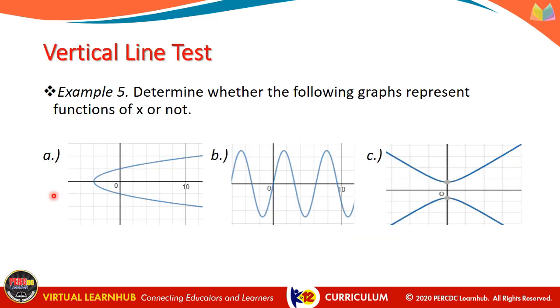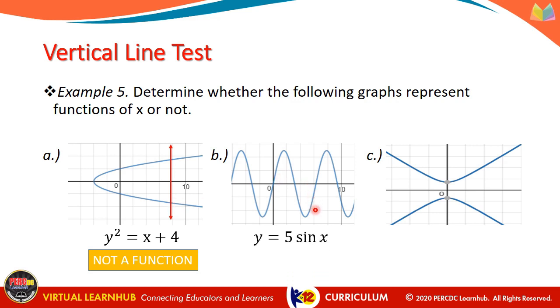Let us have example number 5. Determine whether the following graphs represent functions of x or not. We have graphs A, B, and C. Graph A is a graph for y squared is equal to x plus 4. Let's draw a vertical line and then move it from left to right. We can see that there are instances that the vertical line intersects the curve at 2 points. Thus, the graph does not represent a function of x. Graph B. It's a graph for y equals 5 sine x. Again, let's draw a vertical line and then move this vertical line from left to right. We can see that the vertical line intersects the curve at only 1 point at any instant. Thus, this graph represents a function of x.